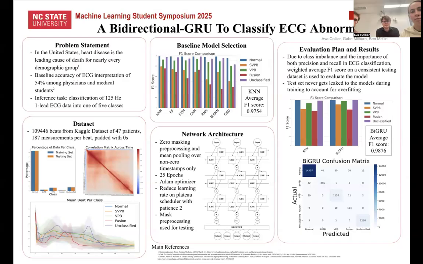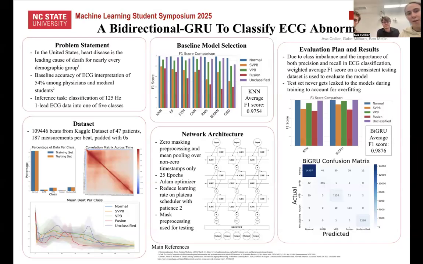As we look at the models we trained, we did a little grid search hyperparameter selection for each model to optimize the baseline models. We found that the KNN with 3 neighbors and distance weighting was by far the best with an average F1 score of 0.9754. And that was our selection for a baseline model to compare the bidirectional GRU with.